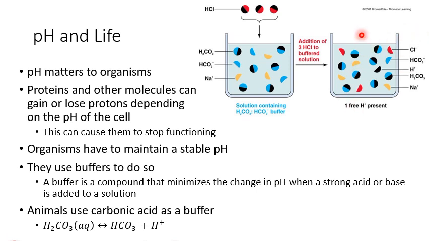If you were to add a base to this solution, on the other hand, kind of the opposite thing would happen. A base would normally try to snap up free protons, so it would take up this free proton here, and it would take up any other free protons that are in this water, and the pH would start going up. If that were to happen, the buffer system will still act to prevent the pH from changing. Some of these carbonic acids are going to dissociate and drop their protons, turning into bicarbonates. So in that case, the amount of protons again will stay roughly the same, and the pH will not change very much.